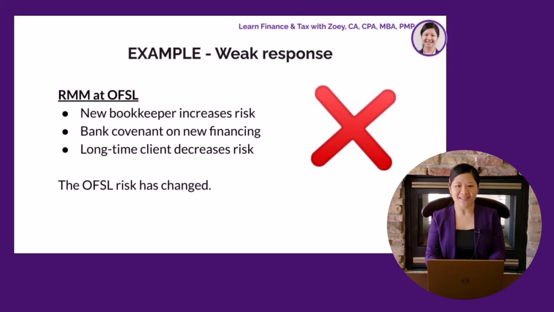We will look at a weak example, which I totally made up. Here, I didn't explain the risk, and I didn't conclude on the RMM. Instead of just listing the factors, it is important to explain how they impact risk. Also, it is not sufficient to just say the risk has changed. It is important to conclude whether it is low, moderate, or high.